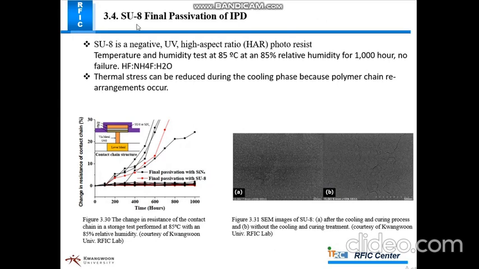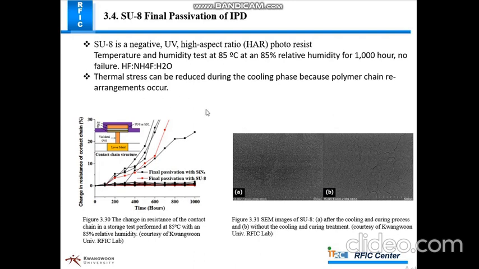SU8 final passivation of the IPD process. So SU8 is a negative photoresist material, so it has high aspect ratio, good selectivity, as well as good resolution. The temperature and humidity test is around 85 degrees and 85% relative humidity for 1000 hours, no failure. In this case the etching material is hydrofluoric acid, ammonium fluoride and H2O.